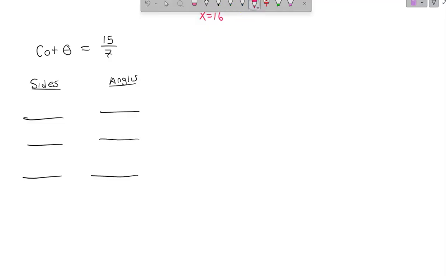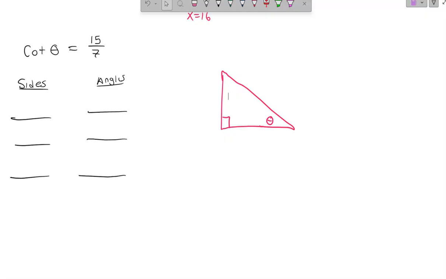Okay, let's draw a picture and let's start this up. So right triangle here, I'm going to go ahead and just put theta there. It technically doesn't matter if you put the theta up here, but make a decision on where you're putting it and then just commit, and then the rest of the problem will go from there.